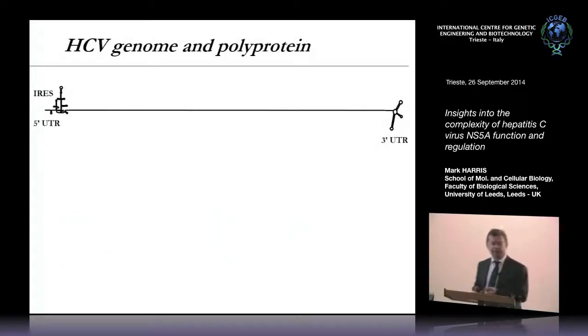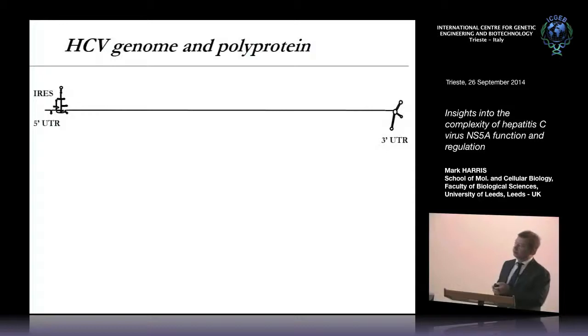So this is an RNA virus. It has a single-stranded RNA genome of about 9.5 kilobases in length. At each end of that genome are untranslated regions, which are highly structured RNA elements. The one at the 5' end is an internal ribosome entry site, and that allows the cap-independent initiation of translation.